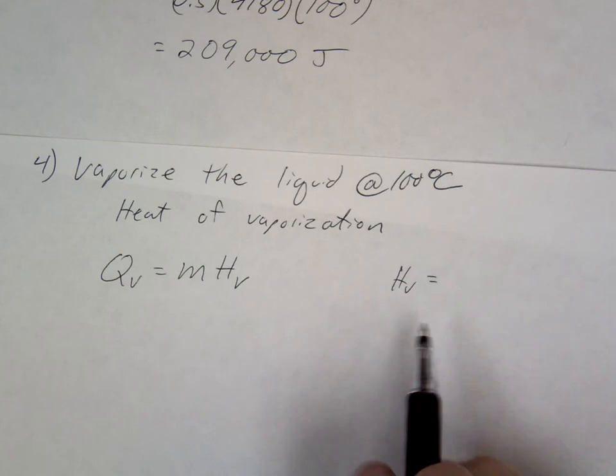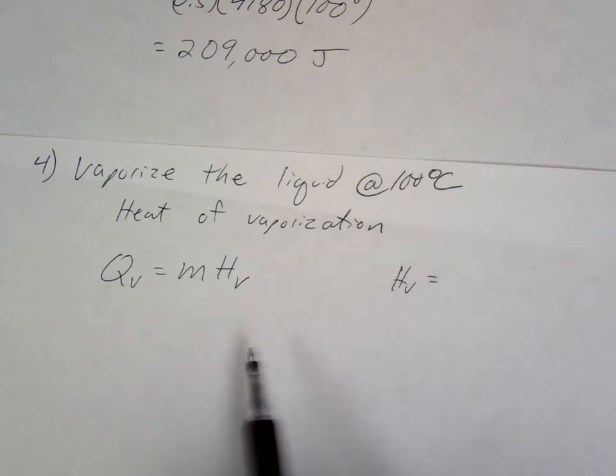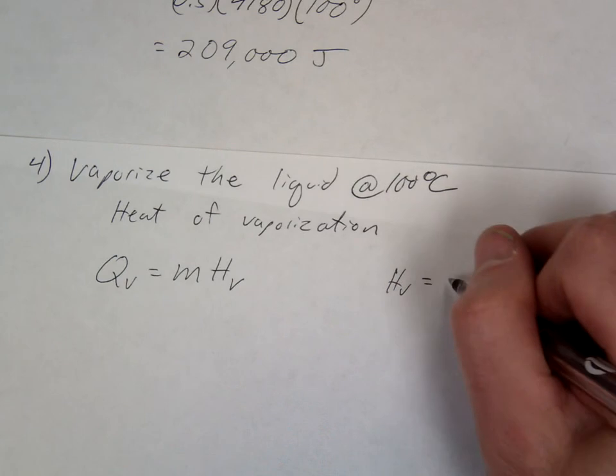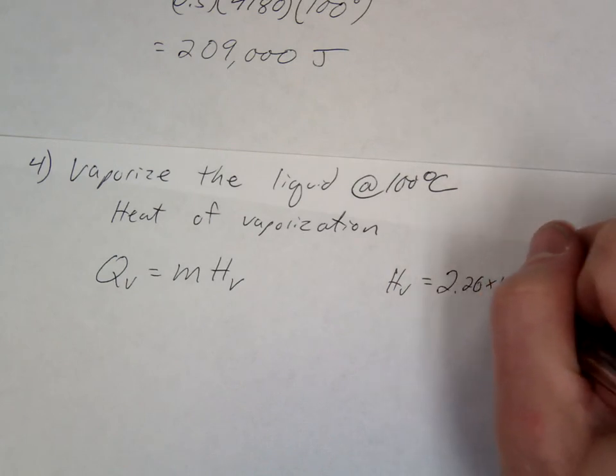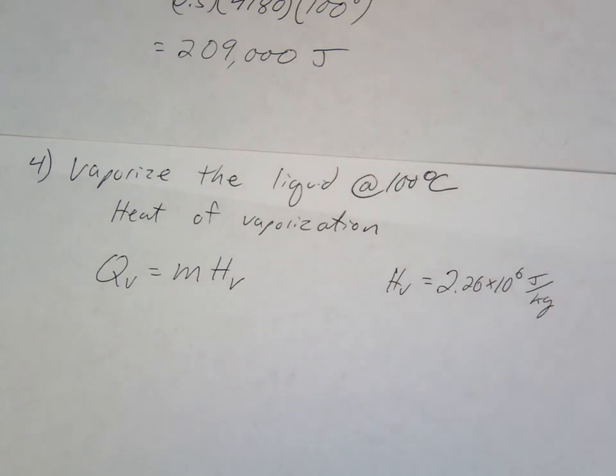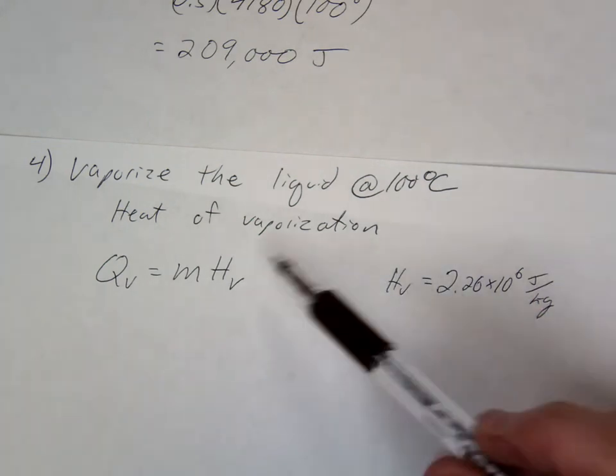And by the way, these are all different. I mean, if it's steel, it's going to be different. If it's water, if it's gold, they're all different. So the Hv for water is 2.26 times 10 to the 6. And again, this is the amount of heat needed to boil away the water. So if you had a pot of water, you leave it on your stove and it boils away, that's how much heat you must have added.